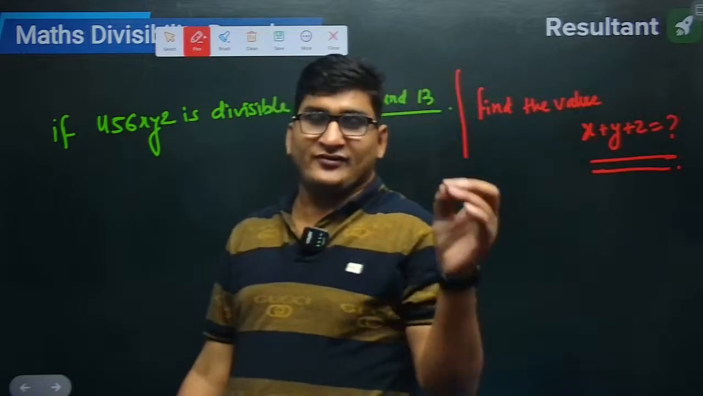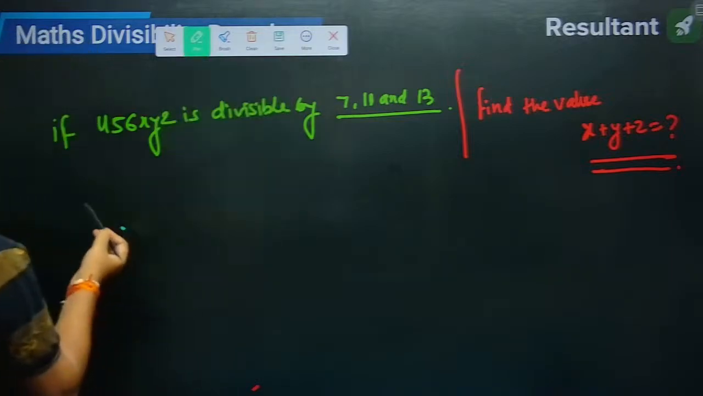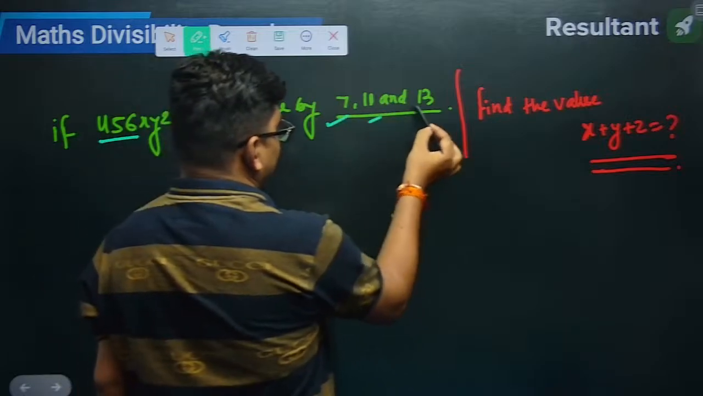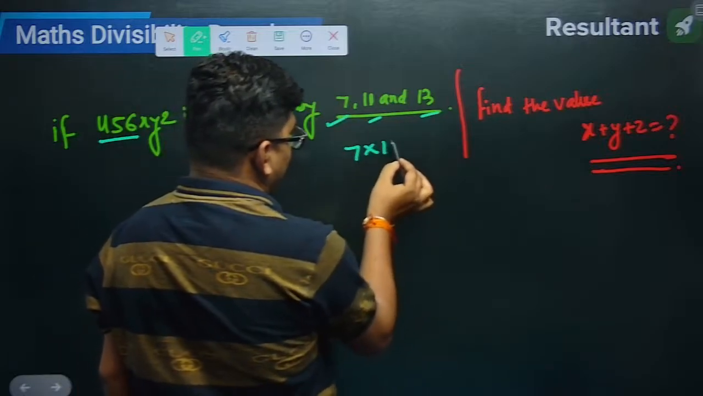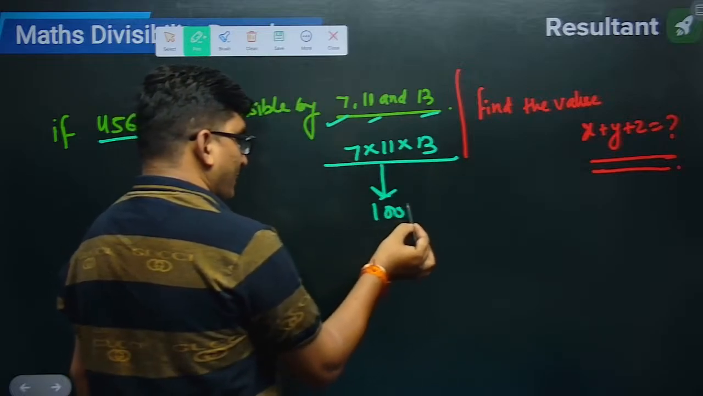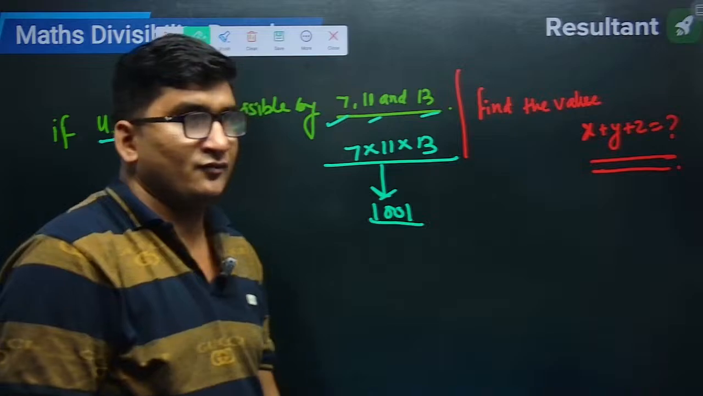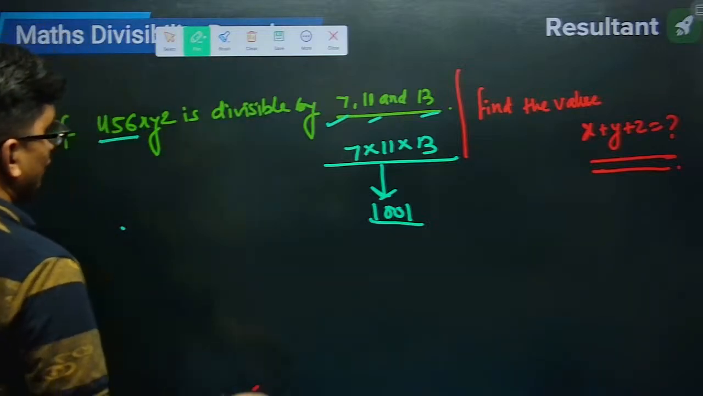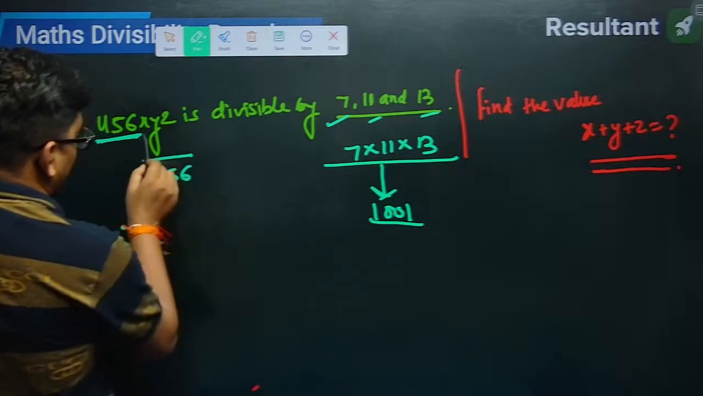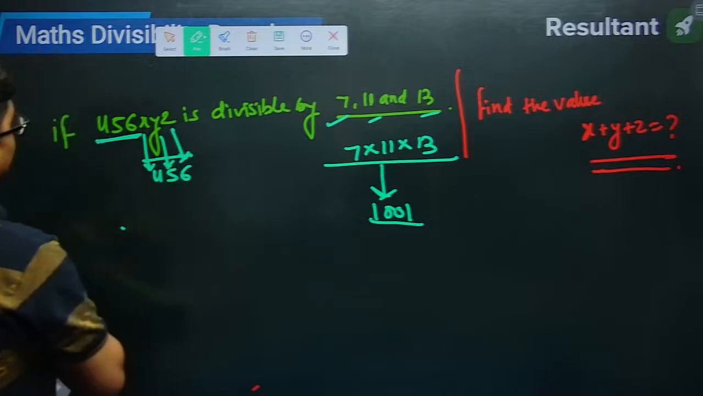So see this question. This is a very fantastic question. You can see one thing: the number is divisible by 7, 11, 13, so its multiplication, 1001, will completely divide it. And we know very well, if any 3-digit number is multiplied with 1001, it becomes the same 2 times. If it's 456, it will definitely be 456456. The value of x becomes 4, y becomes 5, z becomes 6.